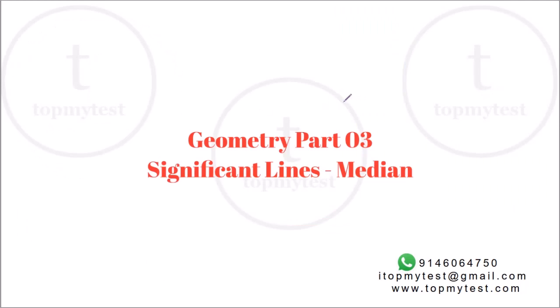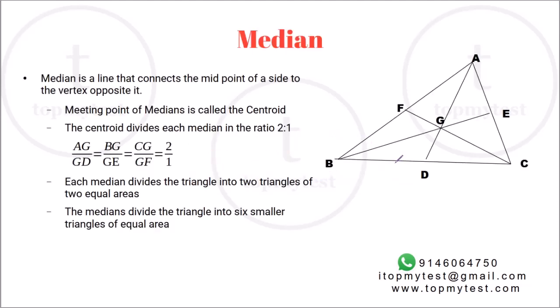Of all the lines which are useful inside a triangle, the most significant of them is the median, right? We also have altitude, perpendicular bisector, angle bisector, etc. But medians have the most common application. They are the most widely tested part of these significant lines. What exactly is a median? A median is a line which connects the midpoint of a side to the vertex opposite it, right?